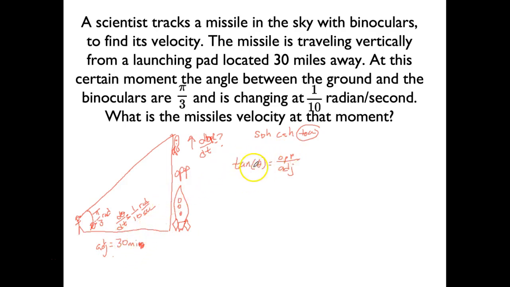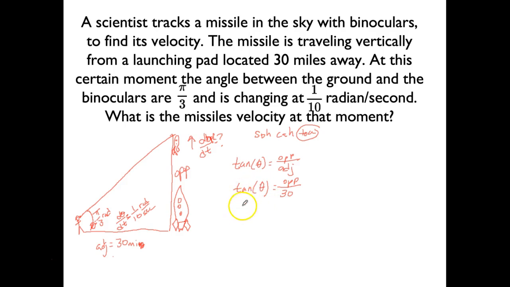So let's go to step 3. We figured out our formula. Now step 3 is plug in any non-changing variables. Theta is changing, opposite is changing, adjacent is not changing. So I'm going to have tangent of theta equals opposite over 30. Okay. Now that's step 3. Let's go to step 4.